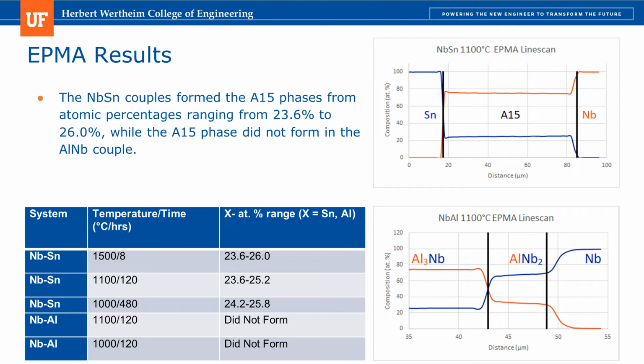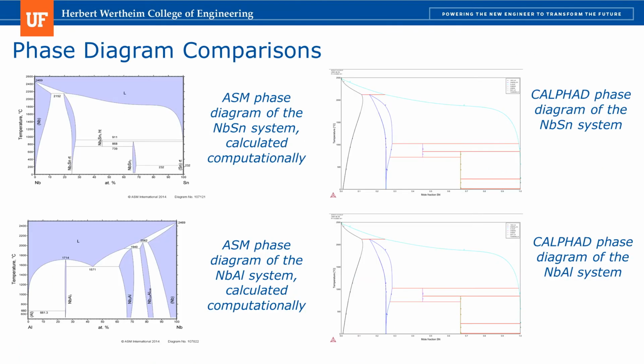The compositional ranges found were roughly 23.6 to 26 atomic percent tin for the various temperatures of the niobium-tin couples, and the A15 phase did not form in the aluminum-niobium couples. However, this does not mean that the phase is unstable.